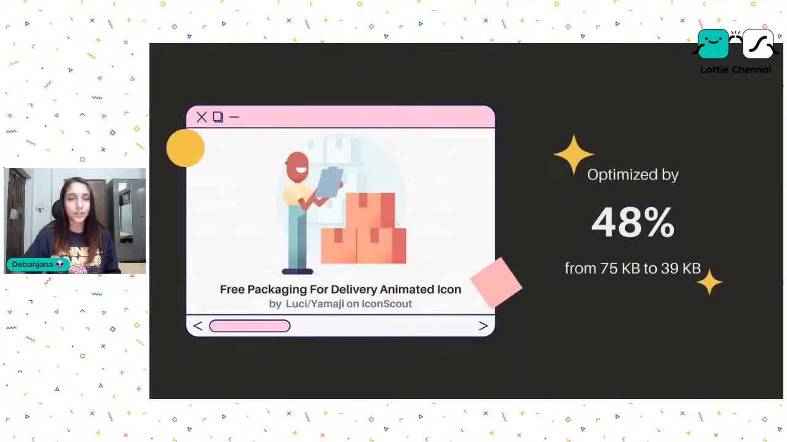Now the first one being, okay, so a quick sneak peek of what you're going to learn and how it can help you. So this animation is a free animation that I downloaded from Icon Scout. You can also download the AEP files from Icon Scout for free. And I was able to reduce this animation size by 48% using the techniques that I'm going to show today. So just imagine how much lighter your app will be if you could optimize all your animations by around 50%.